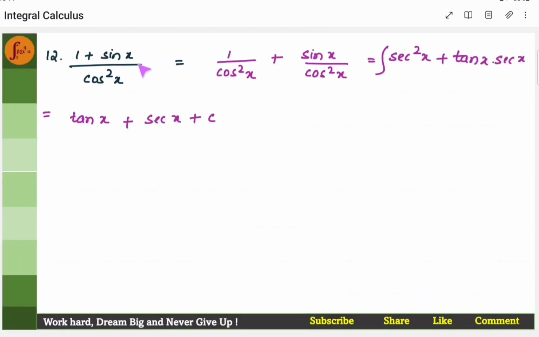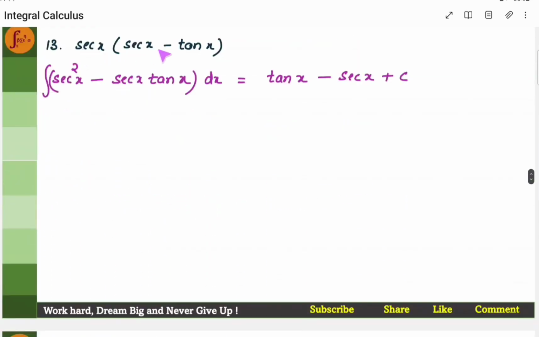Now another one. 1 plus sine x by cos square x. Whenever you have multiple terms in the numerator and you have a denominator, split it. Right? 1 by cos square x plus sine x by cos square x. You can write 1 by cos square as secant square and this one as tan x into secant x. You can write this as sine x by cos x into 1 by cos x. Sine x by cos x is tan x, 1 by cos x is secant x. Now, what is integral of secant square x? Tan x. And what is integral of tan x into secant x? Secant x. That's it.